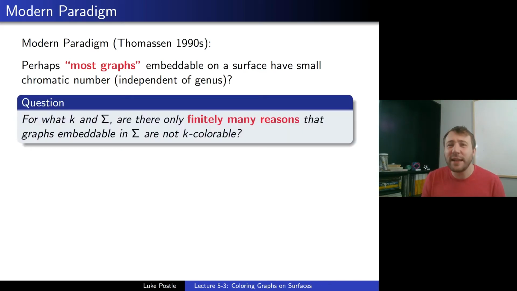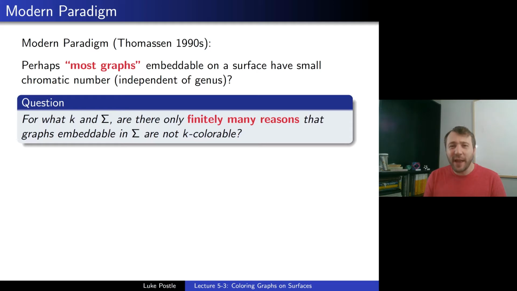So let me give you some questions that would maybe try to formalize this. So maybe we could ask, for what k in Σ are there only somehow finitely many reasons that graphs embeddable in Σ are not k-colorable? And I'll get into that more, but somehow maybe you could think of a reason as containing this large clique. Of course you could have isolated vertices and such, but somehow maybe that's one reason. And maybe there could be more reasons, but it'd be nice if there somehow were a finite list of reasons.